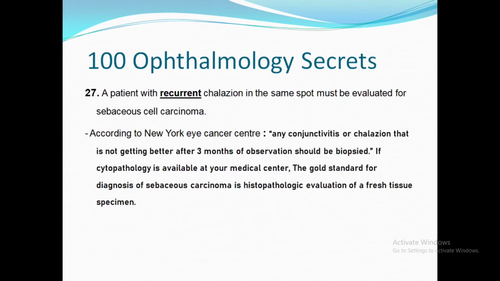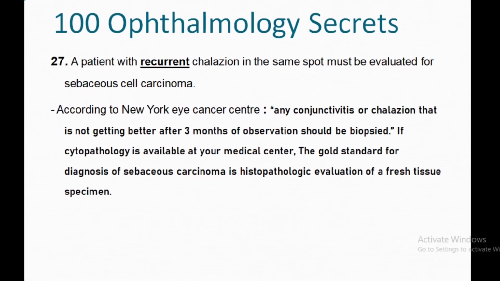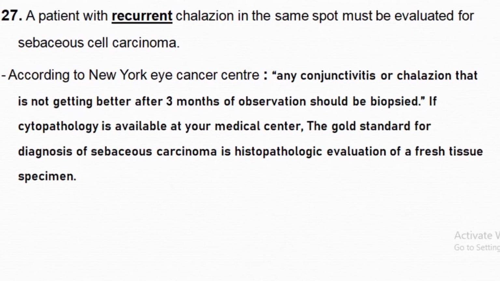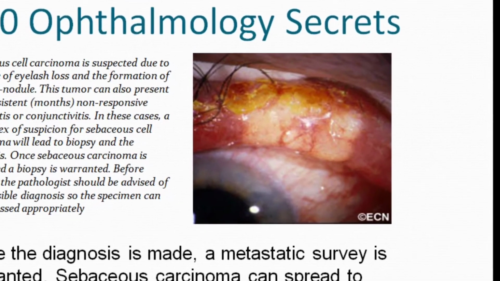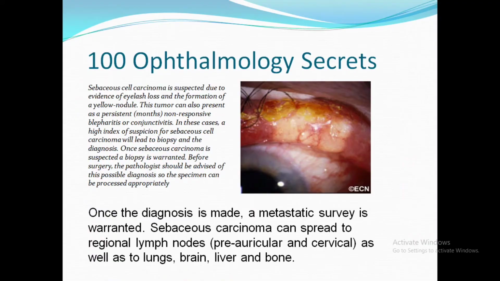A patient with recurrent lesion in the same spot must be evaluated for sebaceous cell carcinoma. According to New York Eye Cancer Center, any conjunctivitis or lesion that is not getting better after 3 months of observation should be biopsied. Look at this photo. A sebaceous cell carcinoma is suspected due to evidence of eyelash loss and formation of a yellow nodule. Once diagnosis is made, a metastatic survey is warranted. Sebaceous cell carcinoma can spread to regional lymph nodes, as well as to lung, brain, liver, and bone.